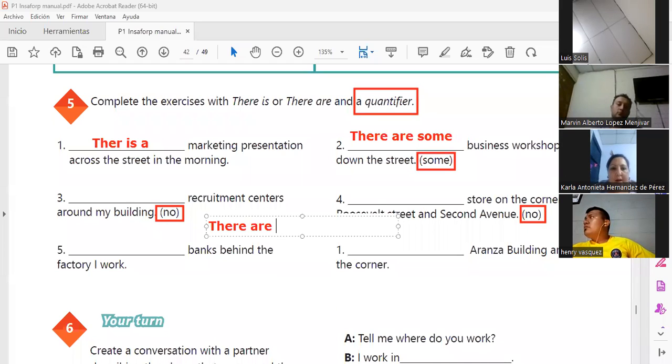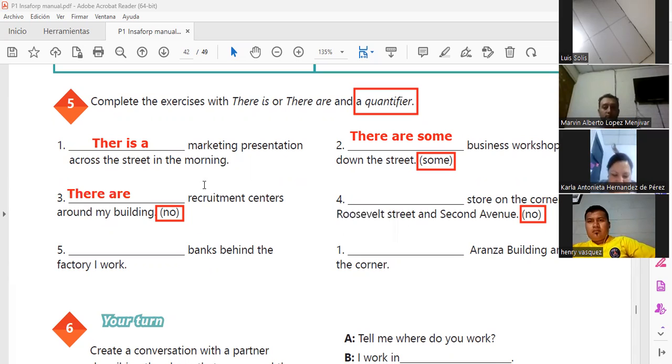There are a lot of. Are you sure? Recruitment centers around my building. My building. All right. Very good. So there are no recruitment centers around my building. All right.